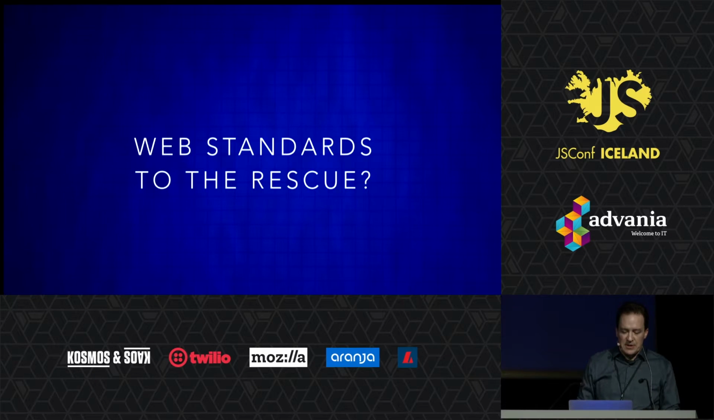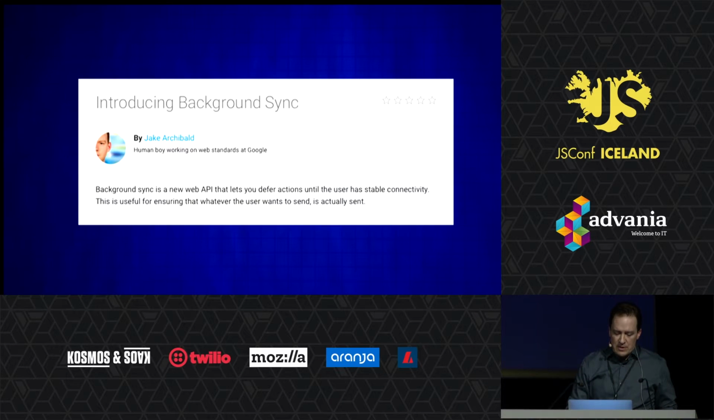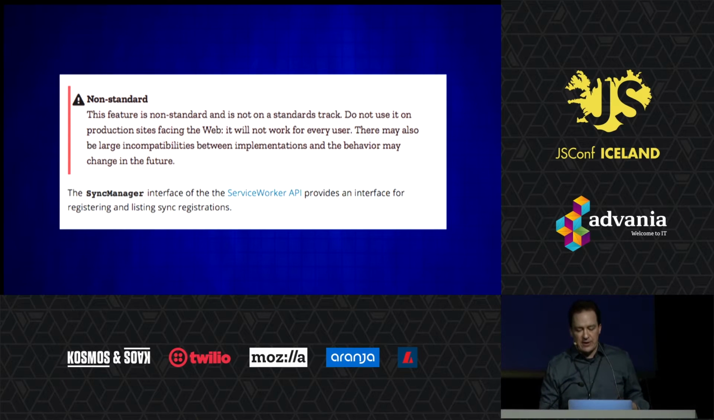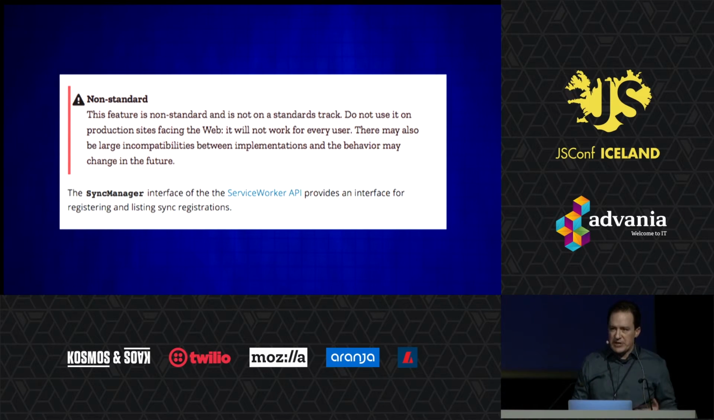So web standards have helped us greatly so far. Can they help us here? Perhaps soon. The Chrome team introduced a new web API called Background Sync in 2015. And there are implementations underway in Firefox, Edge, and Chrome, but they're all experimental, and it may be a while before this settles out as a stable API and becomes something that we can rely on in our production apps.